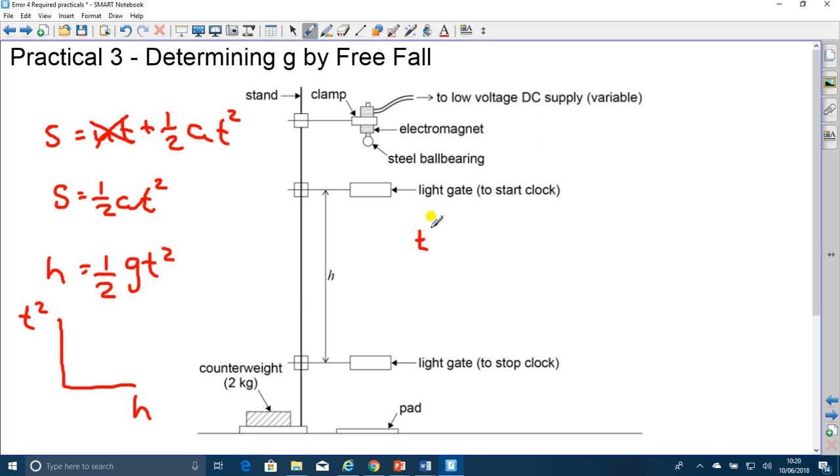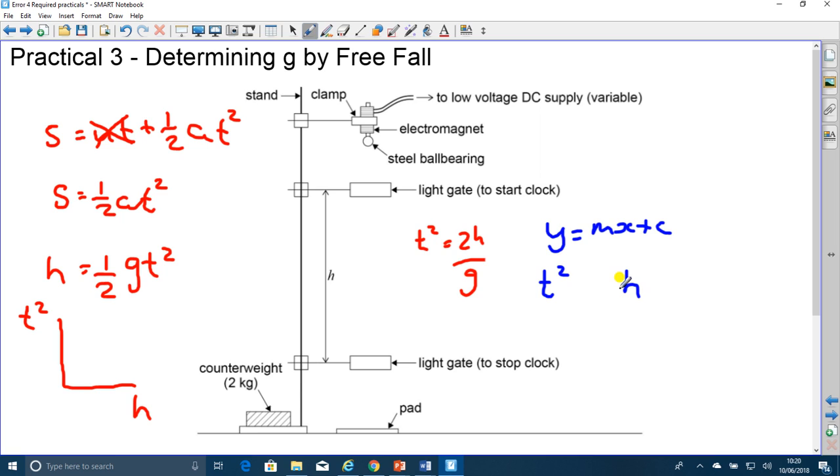t squared equals 2h over g. So if we did a graph and said, well, y equals mx plus c, we can see that our y-axis is obviously t squared, our x-axis is h.